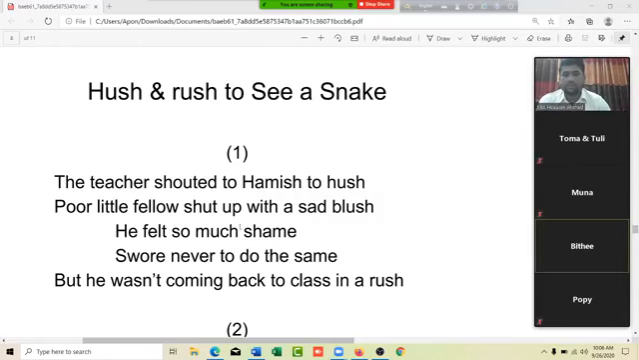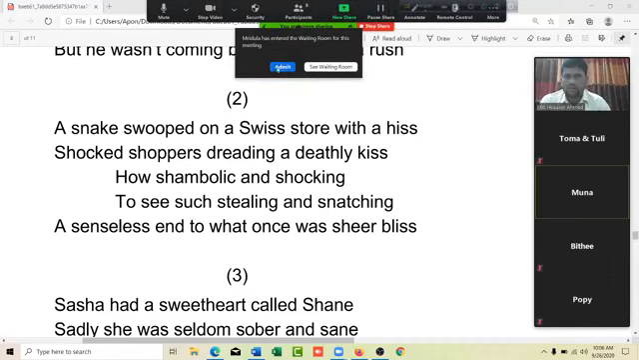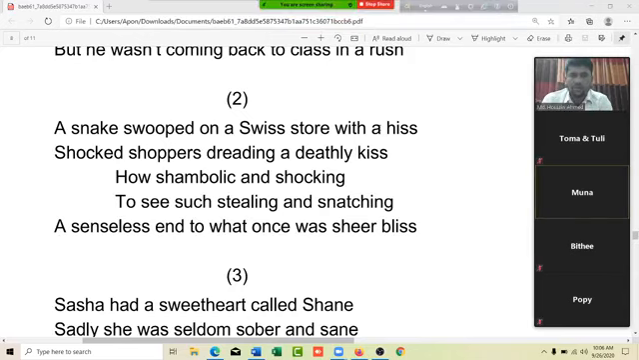So next poem. Who will recite it? Muna, okay. Poem number 2. A snake stopped on a sweet store with a hiss. Shocked shoppers dreading a deathly kiss. How shambolic and shocking to see such stealing and snatching. A senseless end to what once was sheer bliss.